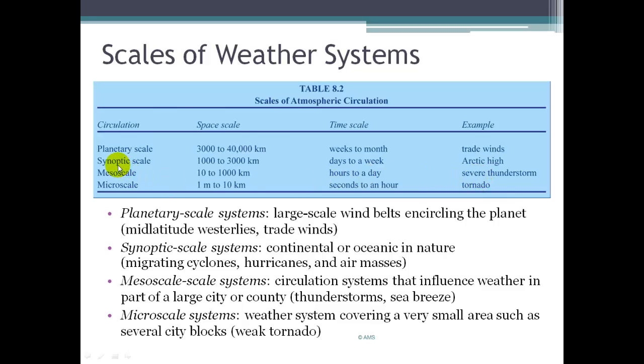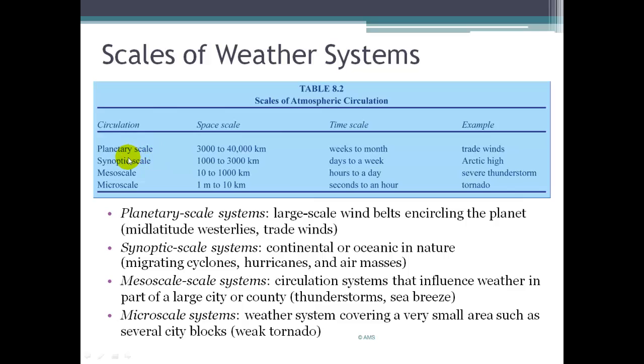The synoptic scale goes up a level. So these are continental or oceanic in nature. So things like migrating cyclones, hurricanes, and air masses, which we haven't talked yet about in this class, but we will soon. So the geographic scale is on thousands of kilometers, so 1,000 to 3,000 kilometers. These are systems that persist for days up to a week. And an example they give here is an Arctic high, which is a high pressure system up in the Arctic.